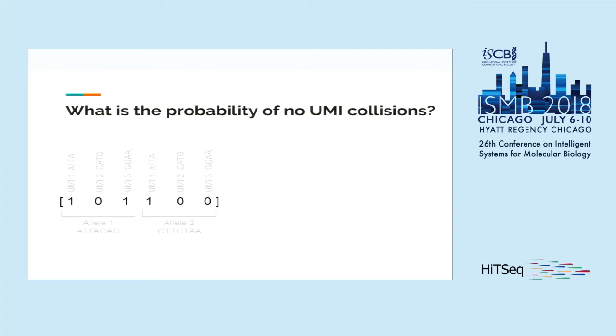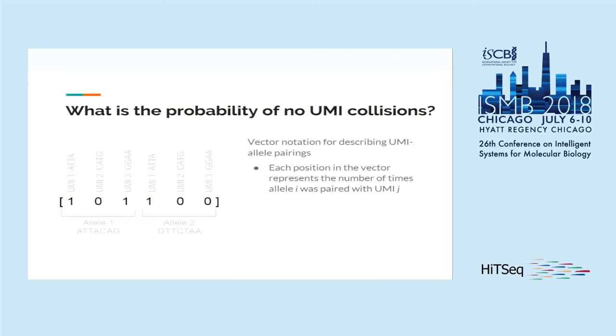And so we've come up with a vector notation for describing UMI allele pairings. Here's our vector, here's our first allele, and here's our second allele. And then here we have just three different UMIs. At each position in the vector, it's represented by the number of times this allele was paired with this UMI. So here you can see that allele 1 was present twice in our population. It was paired with UMI 1 once and UMI 3 once. And then allele 2 was paired with UMI 1 once as well.